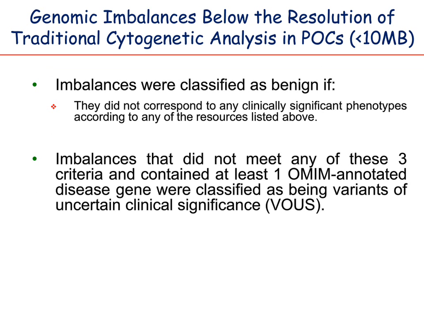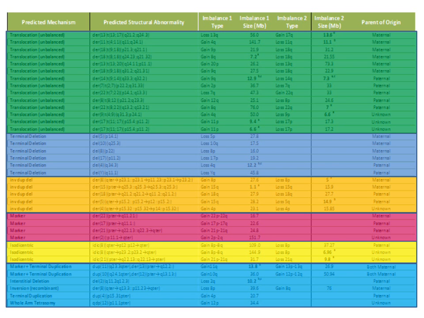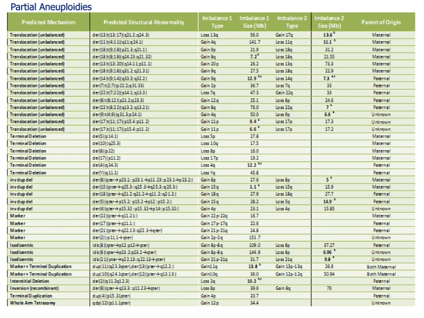So here are the partial aneuploidies. As I told you, they primarily took the form of unbalanced translocations, terminal deletions, inversion duplications, marker chromosomes, isodicentrics, and then a whole host of others. You can see the different color coding. But I'll draw your attention to the sizes. What I'm going to highlight in these green bars are imbalances that one could argue are really at that threshold of detection limit. We chose 10 megabase, but 11 is not far from 10, and neither is 13.6 megabases.